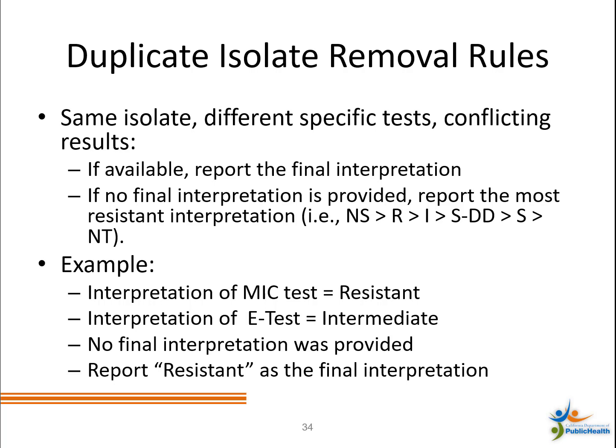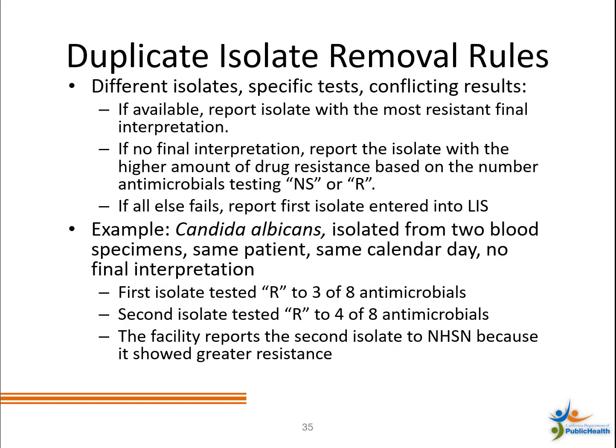For example, if we had a patient with 2 test results for the same organism, one being an MIC test with a resistant result, and one being an e-test with an intermediate result, then the result of resistant will be reported to NHSN. The final scenario is when we have different isolates across multiple tests with conflicting results.